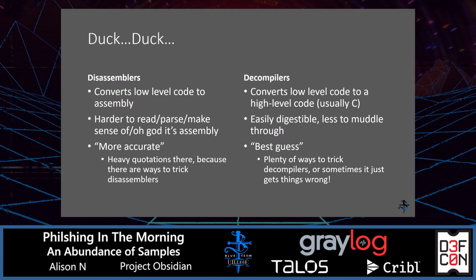Then there are decompilers, which convert that low-level code to a higher-level code, usually something like C. So it's easily digestible, and there's less to wade through. If you were to compare the output of a disassembler to a decompiler, for example, a one-liner doing some addition and division between two numbers would be just one line in C, but it may be 20 or 30 or however many lines in assembly.